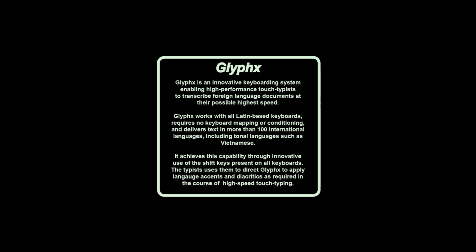It achieves this capability through the innovative use of the 2 shift keys present on all keyboards. The typist uses them to direct Glyphics to apply language accents and diacritics as required in the course of high-speed touch typing.